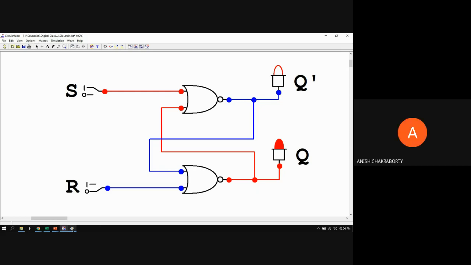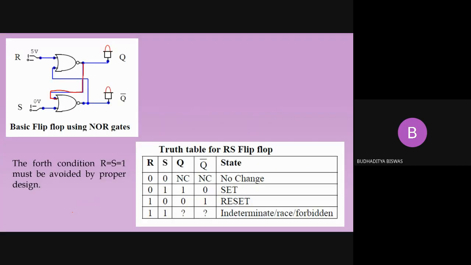Now you check this, that this is the truth table of the RS flip-flop. And here you see, if S equal to 1, R equal to 0, then what about Q? Q equal to 1, and Q bar equal to 0. And the name of this combination when S equal to 1, R equal to 0 is called the set combination.